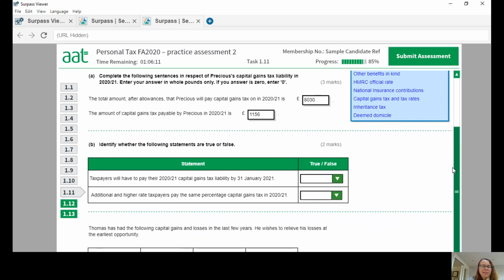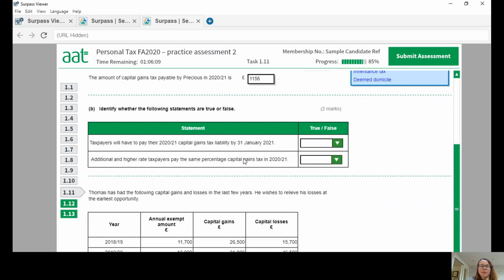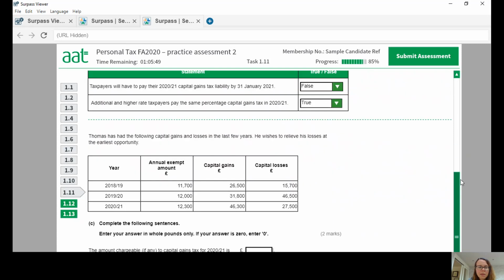Right, true or false? Taxpayers will have to pay their 2021 capital gains tax by 31st January 2021. Well, clearly not, because that wouldn't even be the end of the tax year. It would be 31st January 2022. Additional and higher rate taxpayers pay the same percentage of capital gains tax. Yes, they both pay 20%. We just saw that.